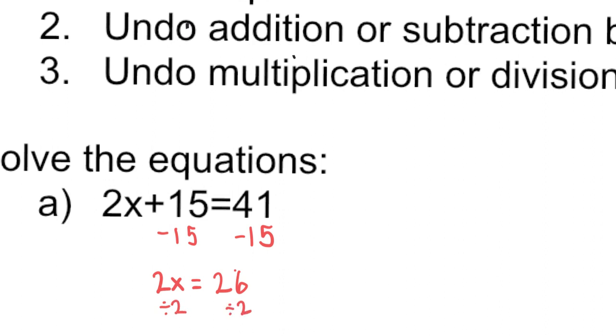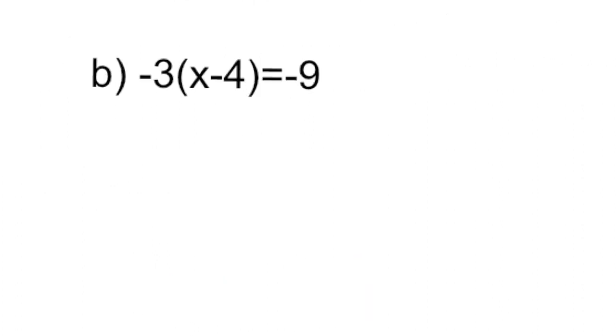But whatever I do to one side, I must do to the other side. 26 divided by 2 would be 13. Now we have x all by ourselves, so we have got the answer. We can check our answer by plugging it back in. 2 times 13 is 26. 26 plus 15 is 41. So it checks out.